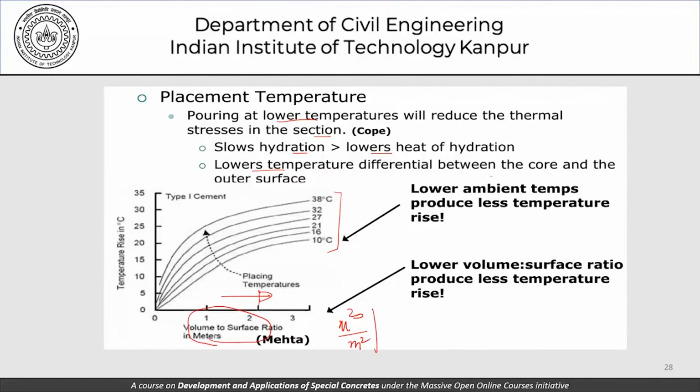If that value increases, the temperature rise increases. So the lower volume to surface area ratios produce less temperature rise. As far as design of lifts is concerned, and that is something which dam engineers always do, these are the kind of factors that they play with. How much should be the length, breadth and height of the lift, at what rate it should be placed, and finally, what should be the placement temperature. Lower placement temperatures are always an advantage.